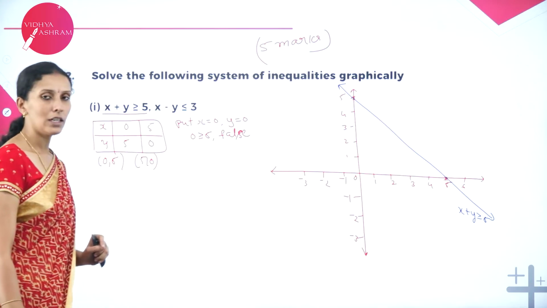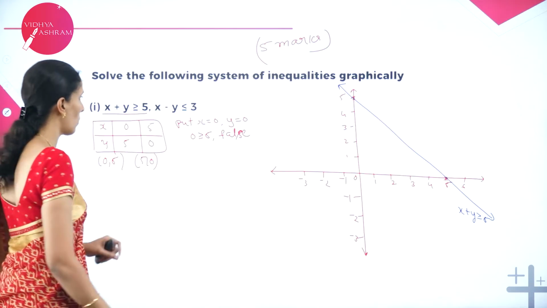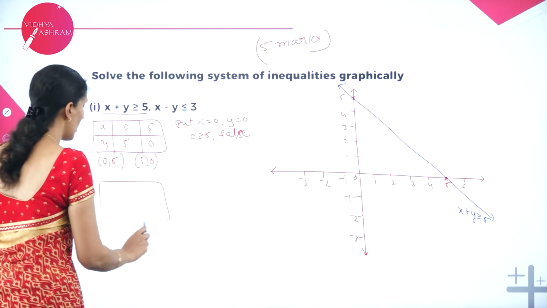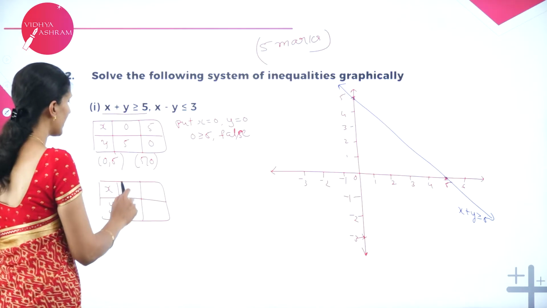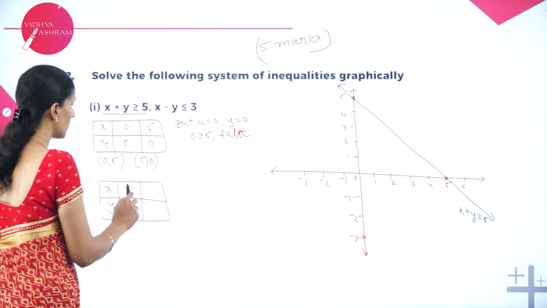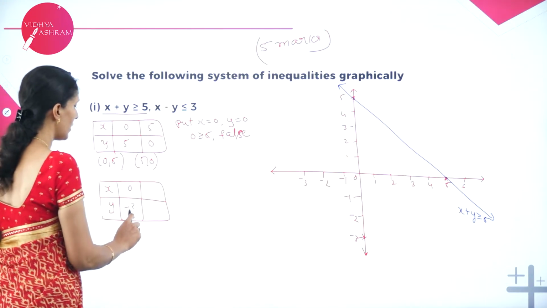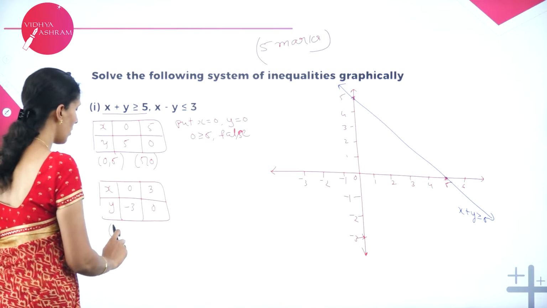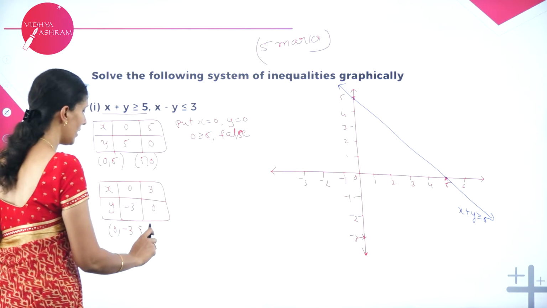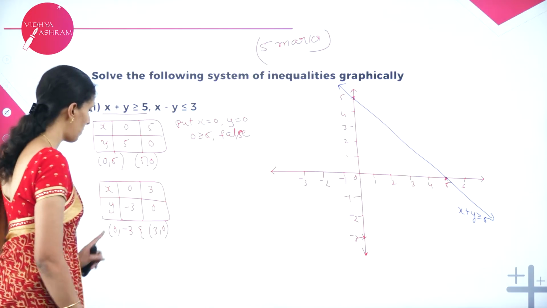Now let us plot a line for x minus y less than or equal to 3. For that, again let us take two columns for x and y. If you put x is equal to 0, then y is minus 3. And if you put y is equal to 0, x is 3. So the points are 0, -3 and 3, 0. Let us plot this.